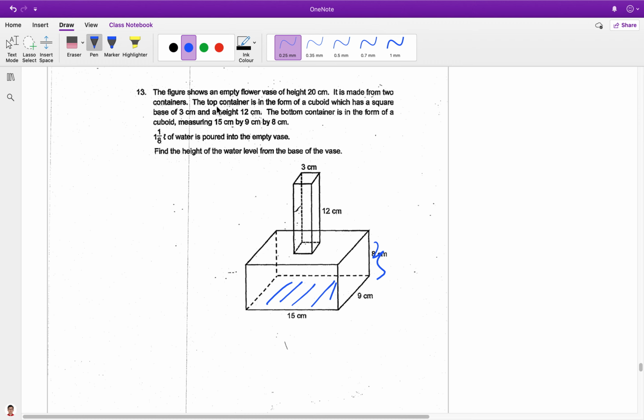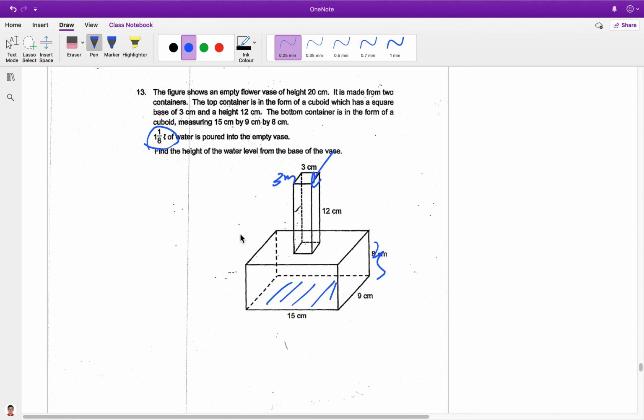The top container is in the form of a cuboid which has a square base, and the height is this one. The bottom is in the form of a cuboid, measuring 15, 9, and 8. It says this amount of water is poured into this vase, find the height of the water level. When we pour the water in, the water grows from the bottom first. If this one is filled, then it will grow in the top one.